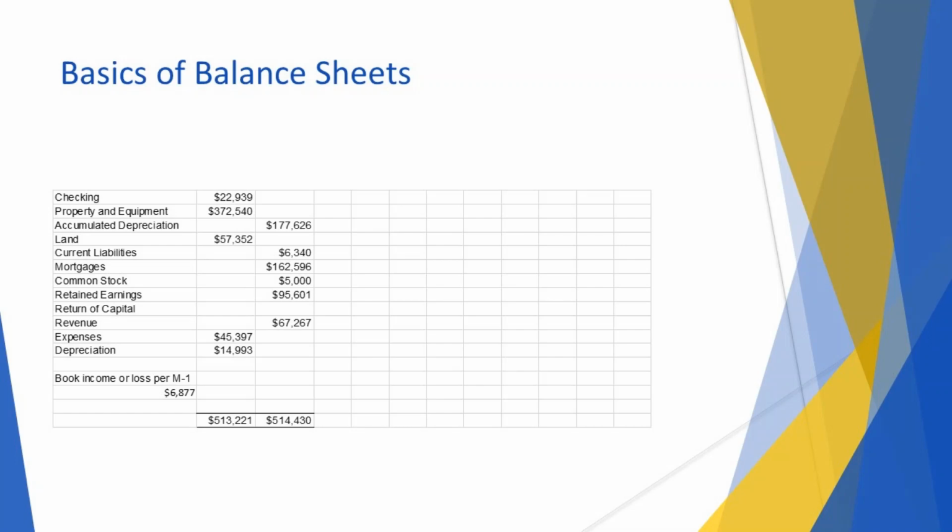Once all this is entered, you will have your M1 income, and it should balance. As you can see on the bottom, we are out of balance by $1,209. After I spoke with the client, it turns out there is $1,209 in escrow, and after we enter that into our trial balance, it balances and we're ready to move forward.